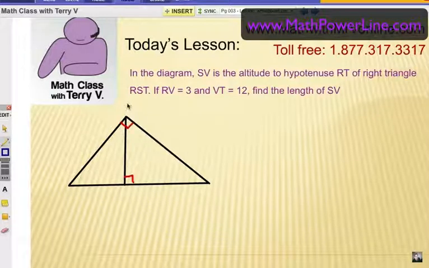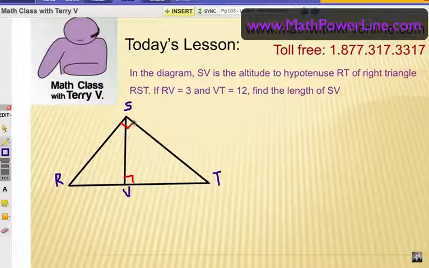Now let's go ahead and label our vertexes. SV is the altitude, so I'm going to go ahead and put an S there and a V down there. And because it's an altitude, I know that has to be a 90-degree angle. And the hypotenuse is RT, so let's go ahead and make that R and make that T. And we'll just kind of guess on the actual shape here. And it's a right triangle RST, and RST in order there. So S is my right angle.